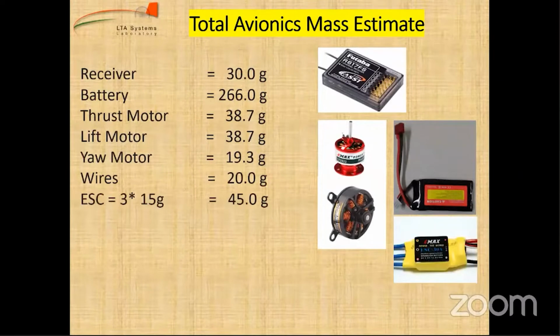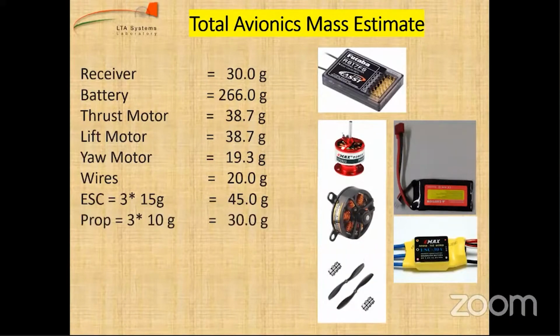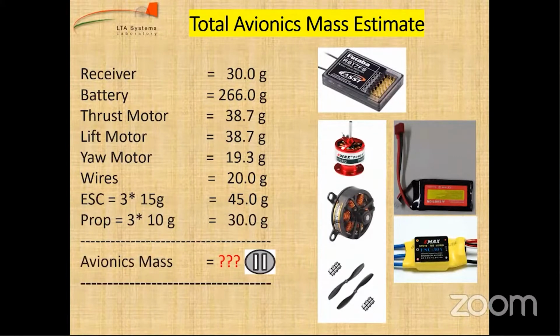ESC, we took 3 ESCs of 15 grams each, so 45 grams there, and 3 propellers of 10 grams each, so 30 grams of propeller. That is what we looked at. So that's all. Could you please sum all the components and write what is the total mass of the avionics that we have?